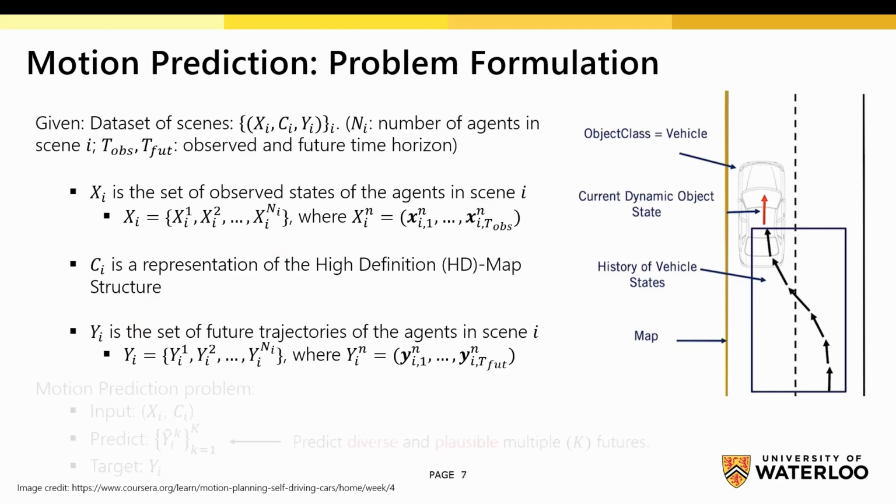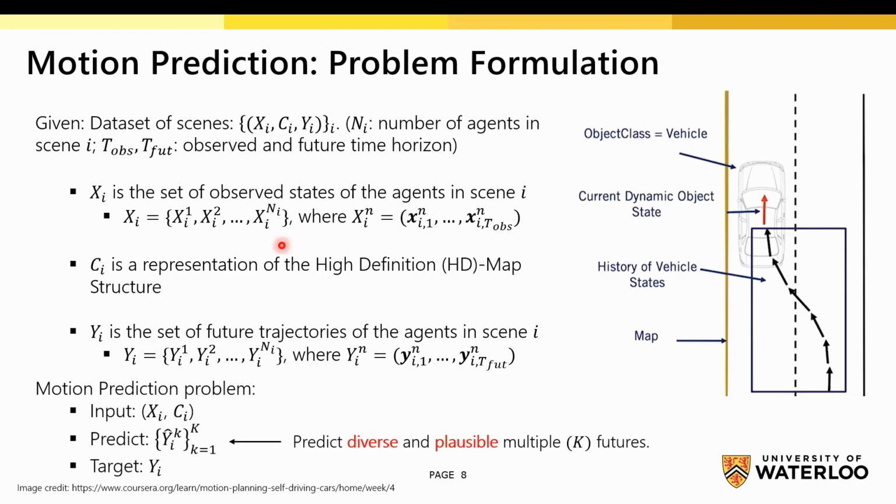The motion prediction problem is set up as follows. For each scene, you're given x_i and c_i, so you're given the past states and the HD map representation. What you want to predict is the ground truth future states y_i. The underlying assumption here is that the past is predictive of the future. But given a past, there are many possible ways that the future could unroll. So typically a motion predictor will not just predict one future, but it will predict k futures, where k is typically set to something like 6, with the requirement that this set of predicted futures are both diverse and plausible. In practice, we would like at least one of the predicted futures from this set to align closely with the ground truth future, which is what happened in reality.